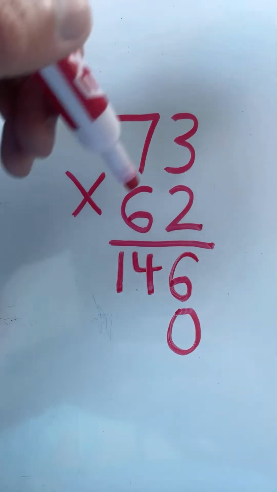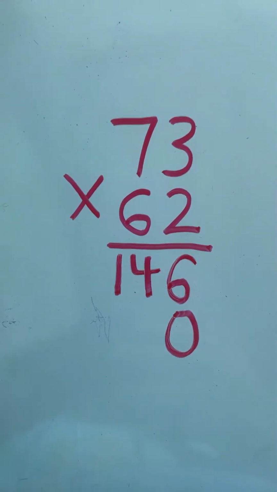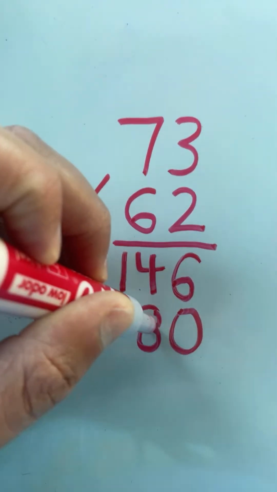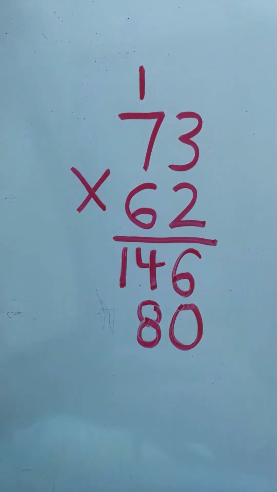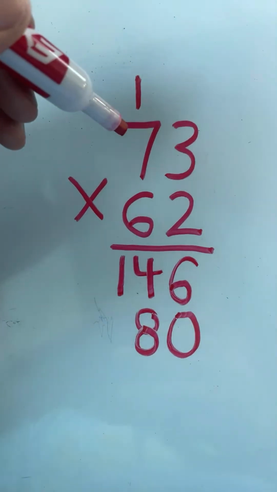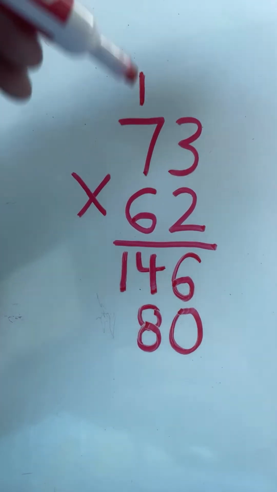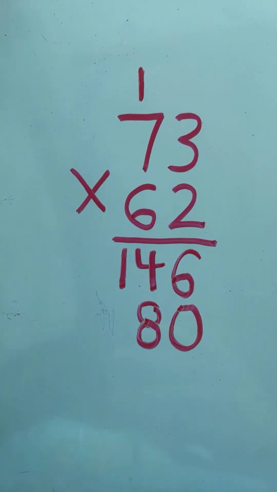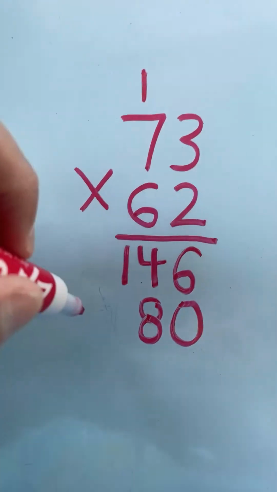So next we're going to multiply 3 times 6. 3 times 6 equals 18. So we will need to regroup here because our product is more than 10. So the 8 in 18 is going to go in the tens place. The 1 in 18 is going to get carried over to the hundreds place. Next we're multiplying 7 times 6, and we need to add the 1 that we carried over. 7 times 6 equals 42, plus 1 equals 43.